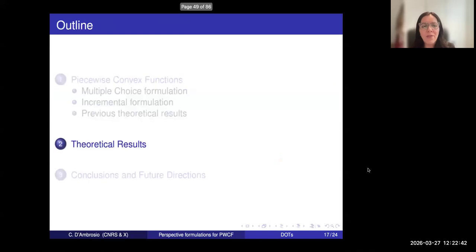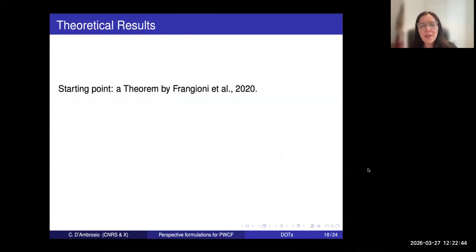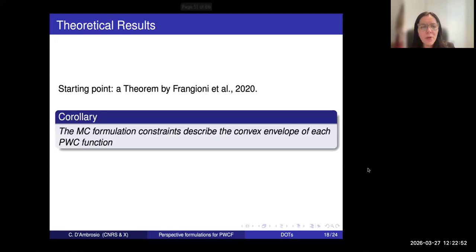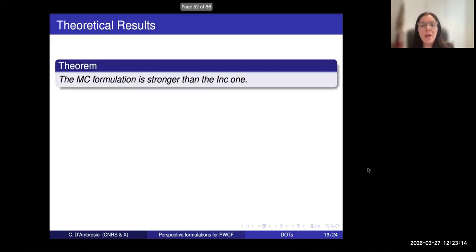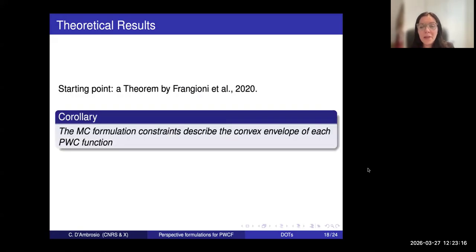Are they still equivalent? Our starting point was a result by Frangioni et al., a paper from 2020. There was a corollary there where they proved that the multiple choice formulation, the first that I presented, describes the convex envelope of each piecewise convex function. So there is no doubt that we cannot do better than a multiple choice formulation, but the question now is: is the incremental as strong as the multiple choice formulation?